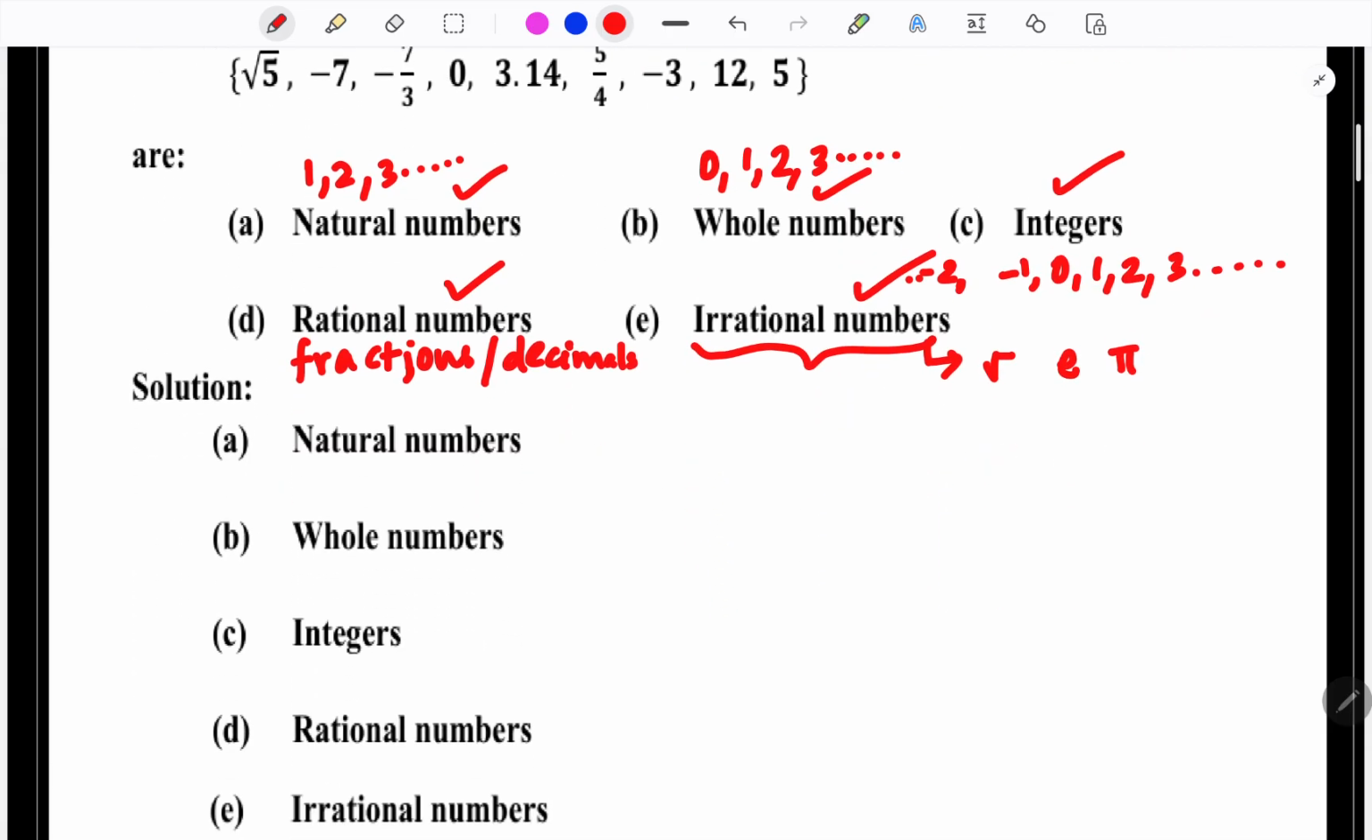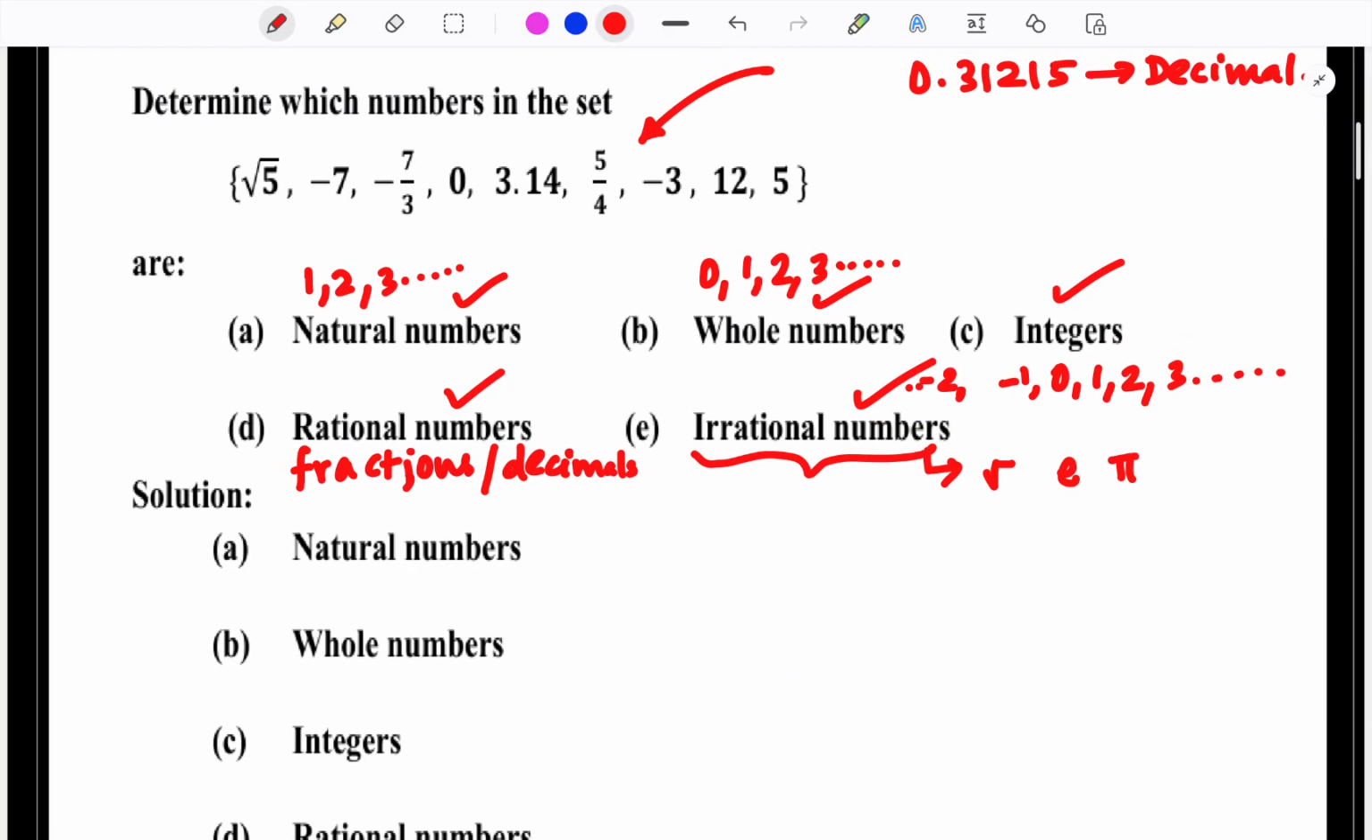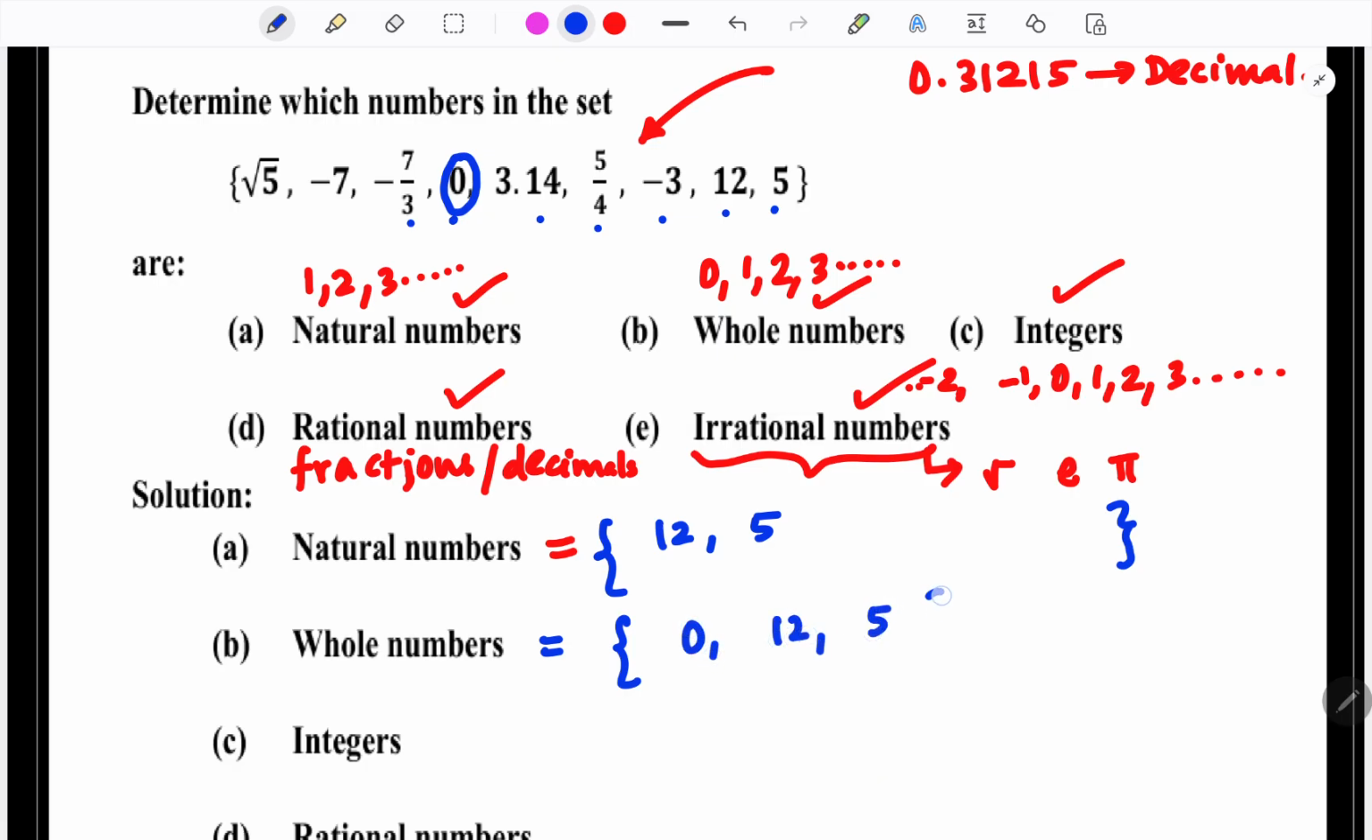Right, so let's start the question. Natural numbers equal to, let's open a flower bracket. Okay, natural numbers. Look at this one: root 5, no. Negative, no. This one, no. This one, no. This one, yes. This one, yes. So 12 comma 5 is the first answer. Whole numbers: what did I say? You should include 0. So 0, 12 and 5.